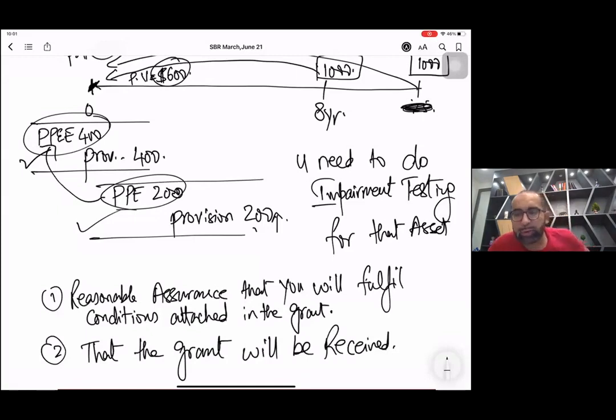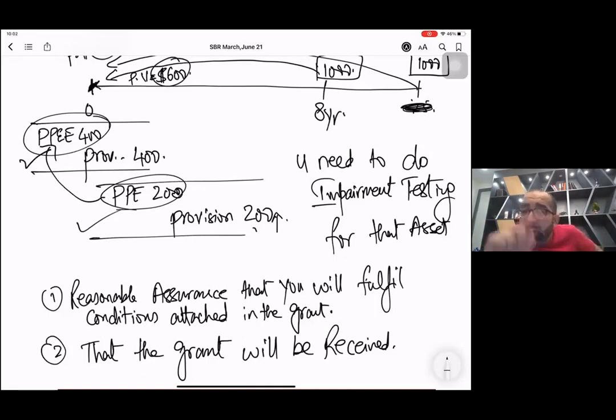I sometimes, because I teach junior students as well, I teach financial reporting of all levels. So when students study this standard the first time, how do I explain these 2 points? Listen, in the first point, IS says to check yourself. Reasonable assurance that you will fulfill all the conditions attached in the grant. Whatever conditions are attached in the grant, there are high probabilities that we will fulfill them. So the auditor will check us in point number 1.